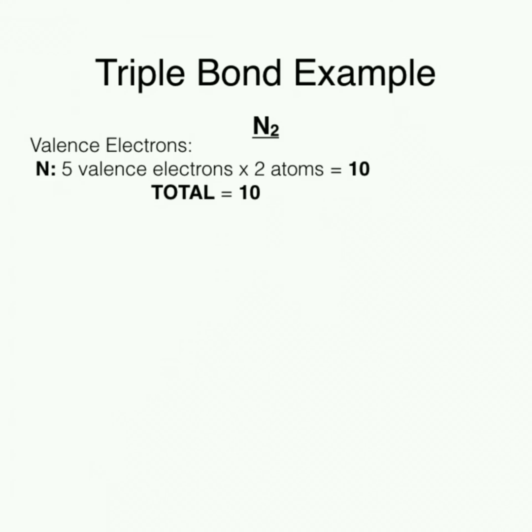Our last example is molecular nitrogen, or N2. For this compound, we have 10 valence electrons to work with. If we use a single bond, both nitrogens only receive 6 valence electrons, not providing them with a full octet. Thus, this can't be the correct formation.